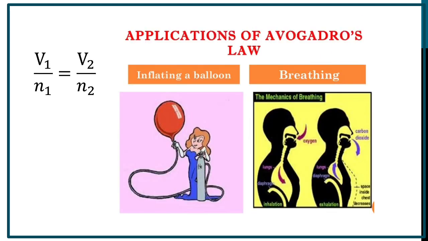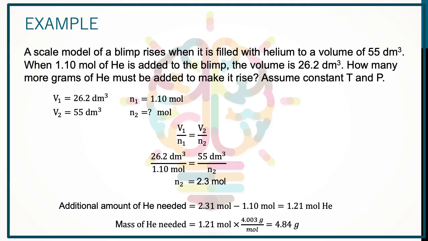Okay, this is an example of the application of Avogadro's law: inflating a balloon and breathing. It means that when volume increases, the number of moles will increase. Okay, this is an example for Avogadro's law. A scale model of a blimp rises when it is filled with helium to a volume of 55 dm cube.